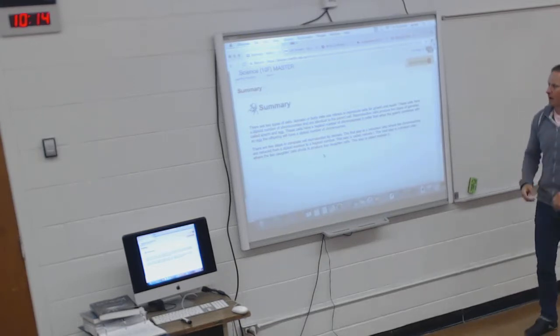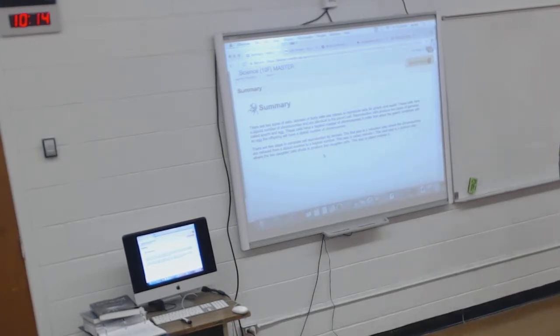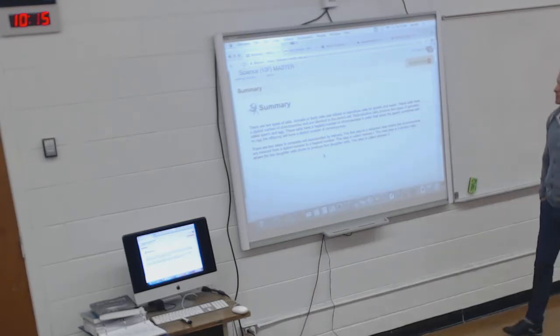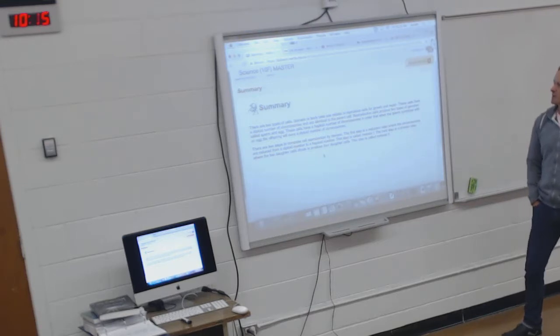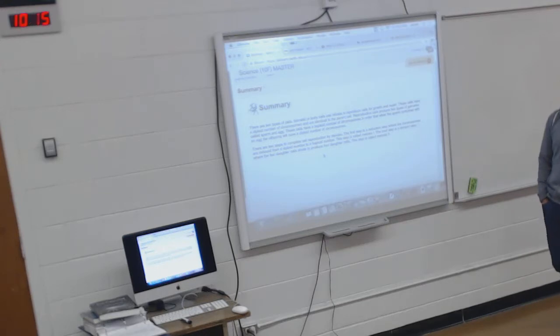There are two types of cells. Somatic or body cells use mitosis to reproduce cells for growth and repair. These cells have a diploid number of chromosomes and are identical to the parent cell. Reproductive cells produce two types of gametes called a sperm and an egg. These cells have a haploid number of chromosomes so that when the sperm combines with an egg, the offspring will have a diploid number of chromosomes.